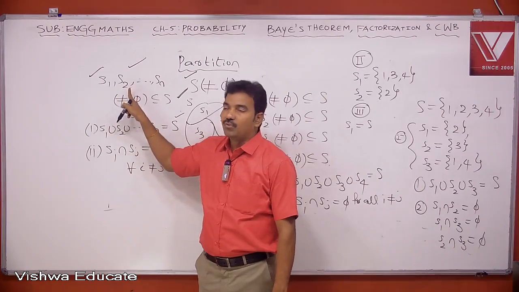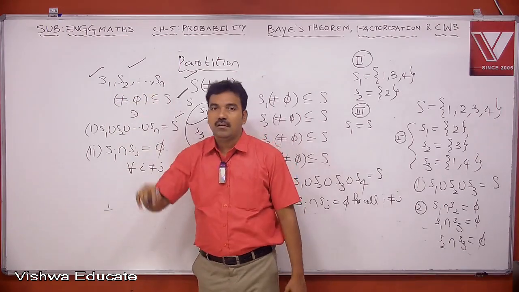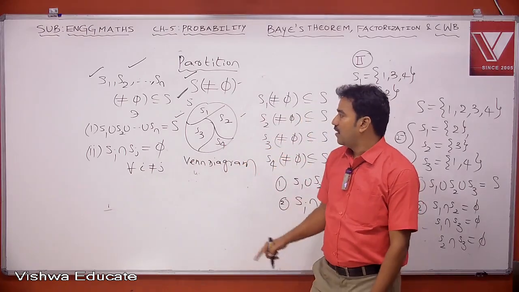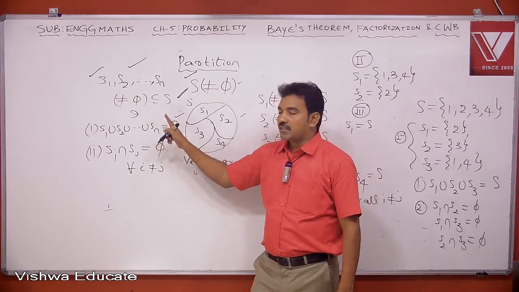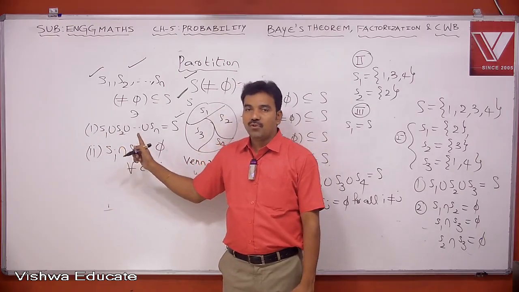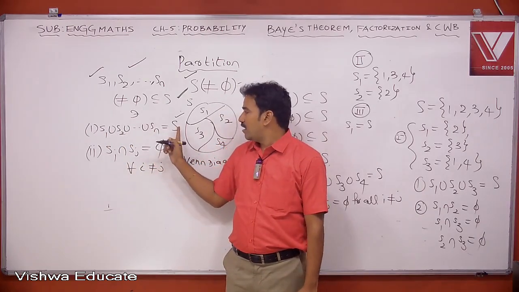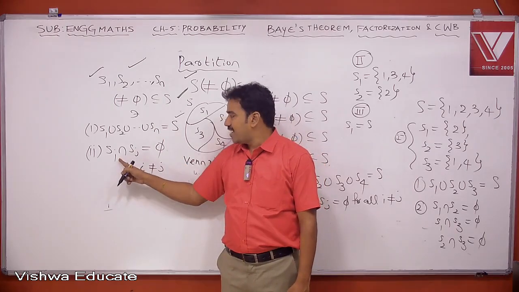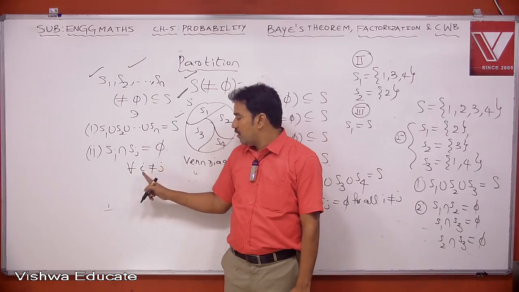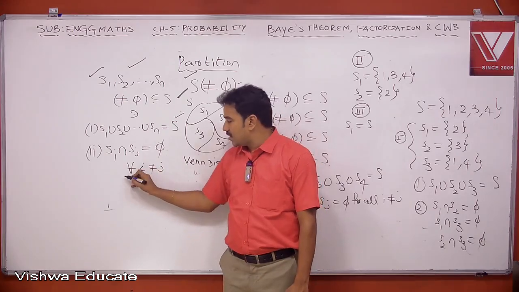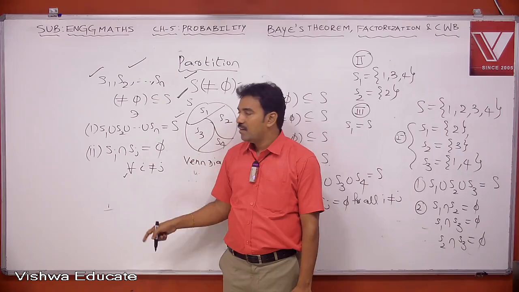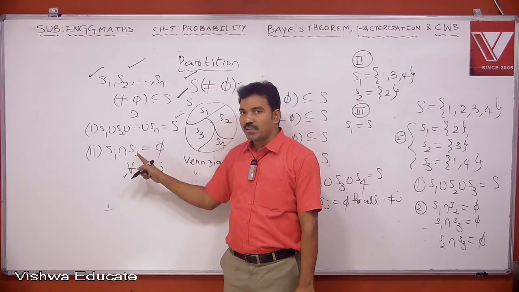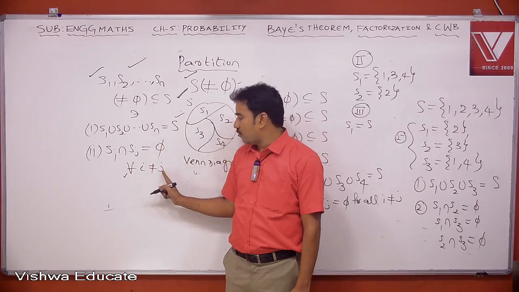say S1, S2, and so on, Sn, such that point number 1, S1 union S2 union Sn equal to S. Second point, Si intersection Sj equal to empty set for all i not equal to j. This is the symbol to be used for all. Union of all these sets is S. Intersection of any two non-empty sets is empty for all i not equal to j.